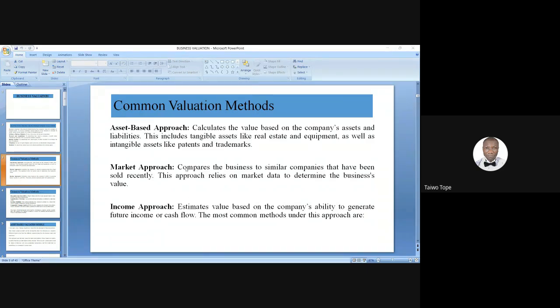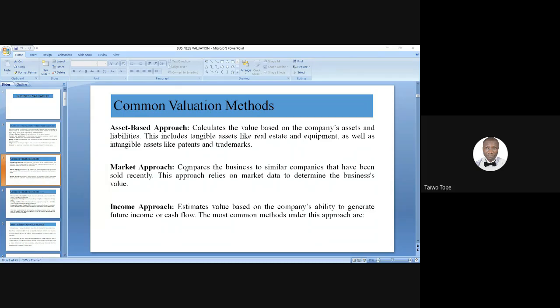The asset-based approach. This method of valuation is usually used as a guide in determining the minimum value of a company's net assets. So in the event of merger and acquisition, net asset basis cannot be used as a single method of valuation, because in this case, it may not produce the best realistic value.